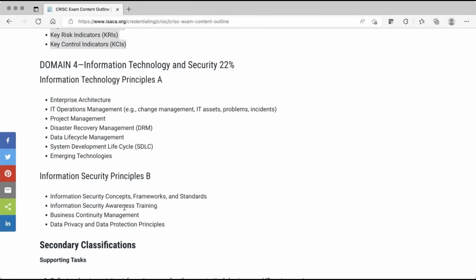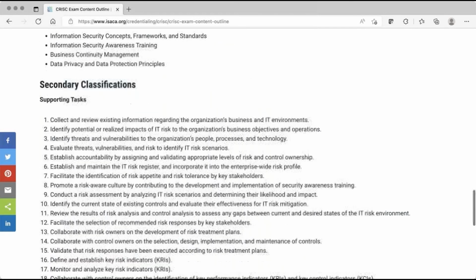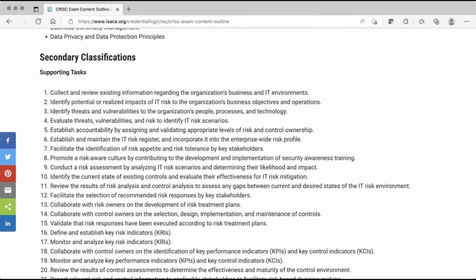The second section here talks about information security concepts, frameworks and standards, security awareness training, business continuity, and data privacy. This becomes very important, like the GDPR and HIPAA and all those regulatory requirements. This is more introductory concepts here, but it'll help you understand, okay, this is where I need to manage risk on a more practical basis. So they give you these tasks.